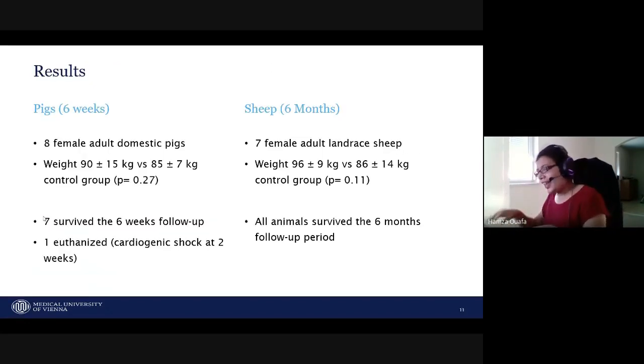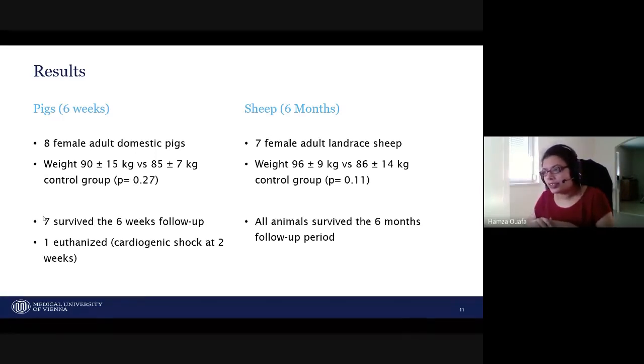So we had two sets of experiments. The first one was in pigs. To establish our model, we chose to do that in pigs first, and we followed them up for a short period, only 6 weeks. We enrolled 8 female adult pigs, and we had a control group with weight and age matched animals. 7 survived, but 1 had to be euthanized because of cardiogenic shock at 2 weeks. In the sheep, it was a longer follow-up period of 6 months, and we also had 7 animals, and they all survived the 6 month period.